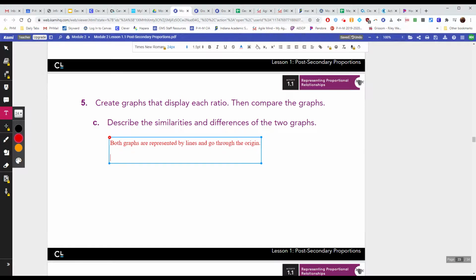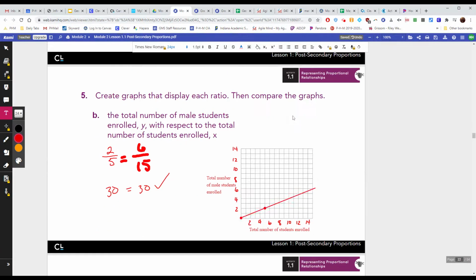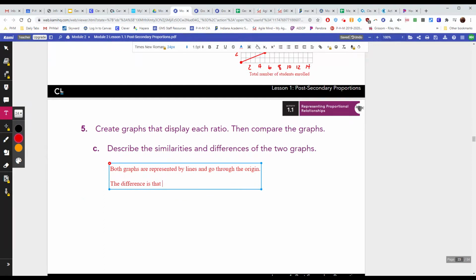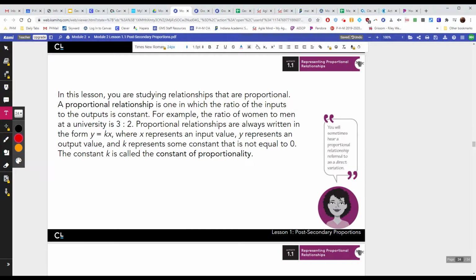I would say the difference is that one of them looks steeper to me. The female one looks steeper. So the difference is that the graph for females enrolled is steeper. All right. So let's kind of wrap this up.